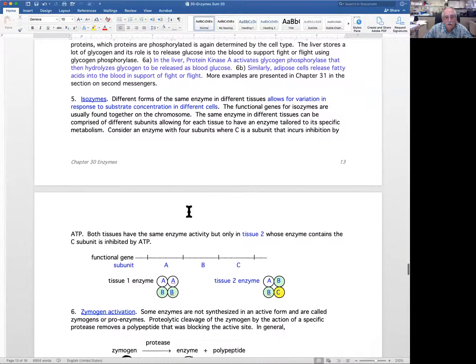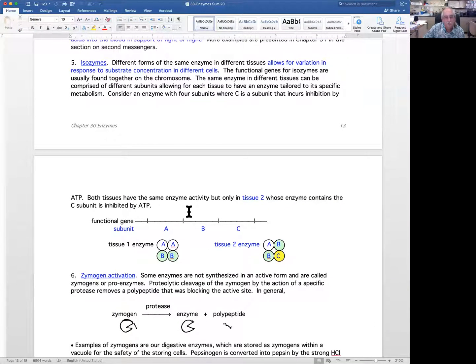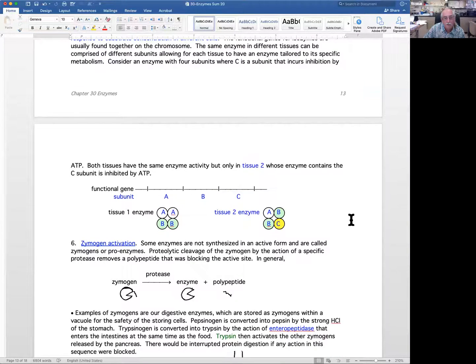So then we also have isozymes. I think I did a pretty good job with this diagram here, explaining that. So the same protein or the same enzyme in one tissue catalyzes the same reaction in another tissue, but they can be a little bit different.